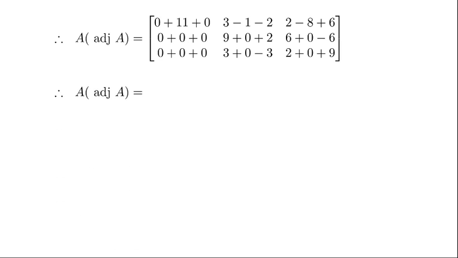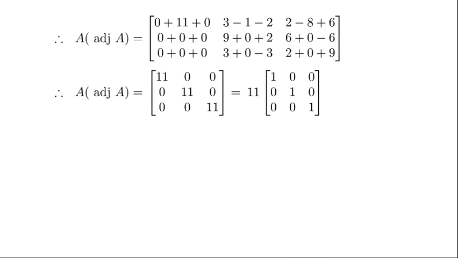So on simplifying this, we get 11, 0, 0, 0, 11, 0, 0, 0, 11. Now 11 is taken out from the matrix, so it becomes 11 times 1, 0, 0, 0, 1, 0, 0, 0, 1. Therefore, A into adjoint of A equals determinant of A into I. 11 is the determinant of A, and this is the identity matrix.